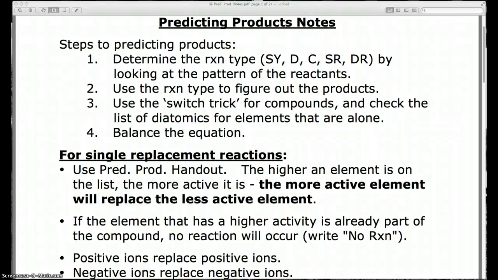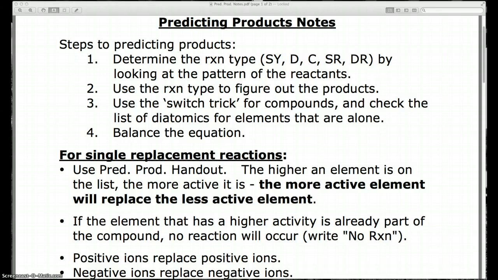Hi there, this is the second video for Chapter 8, Part 2, and this has to do with predicting products. Now, the last video covered reaction types, and hopefully you've gotten familiar with how to determine which type of reaction a particular equation is. If I give you a chemical equation, you can figure out which reaction type it is: synthesis, decomposition, combustion, single replacement, double replacement.